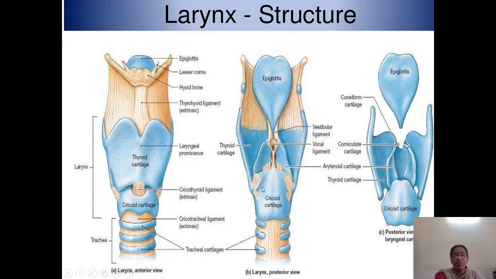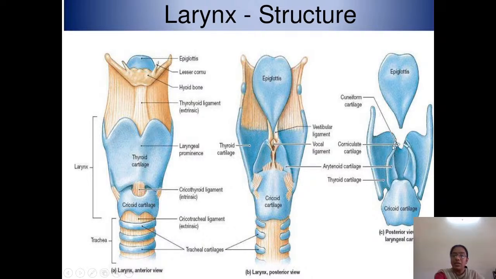This is the posterior view of the larynx, and this is the anterior view of the larynx. When you are seeing the anterior view, you can see only this part of the epiglottis, the leaf-like shape. So this is the epiglottis, thyroid cartilage, and cricoid cartilage, these are unpaired cartilages. Other than that, we have said there are some paired cartilages which also constitute the larynx. This is the arytenoid cartilage, you can see 2. These are the 2 arytenoid cartilages.